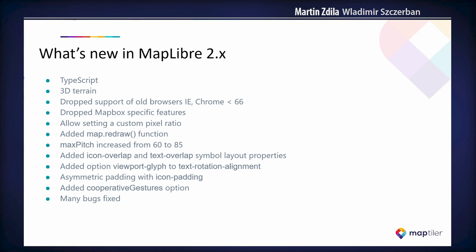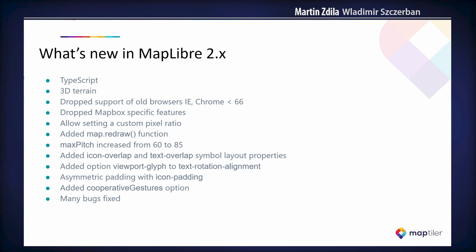They added options to set a custom pixel ratio. You can use it if you want, for example, to print your map in good quality, because it requires higher DPI than the screen. Then I added a map reader function. This is useful if you want to integrate MapLibre with other JavaScript map libraries like OpenLayers.